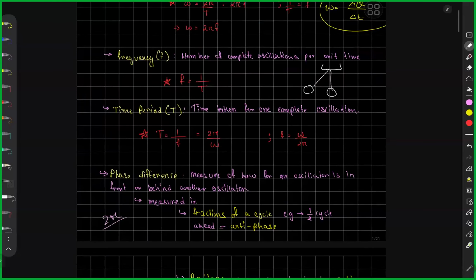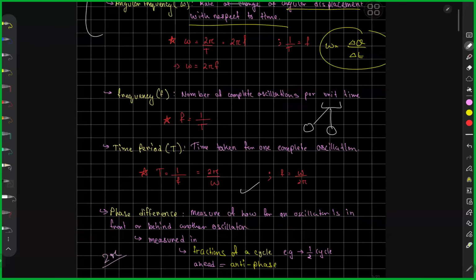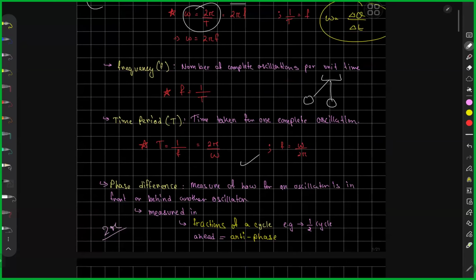What is time period? I explained. How will you find it? Simple. Make time period the subject. 2 pi by omega. Fair? Yes.